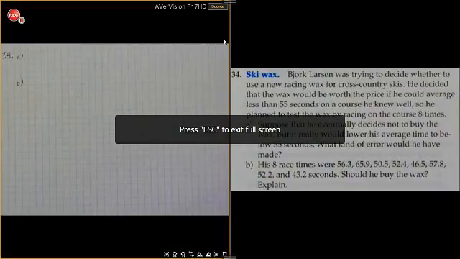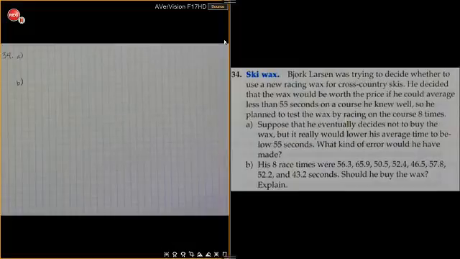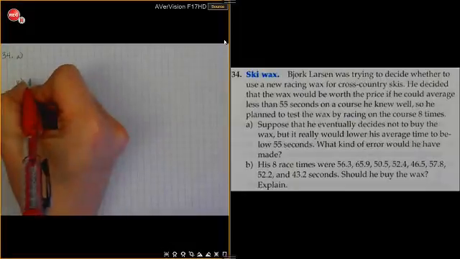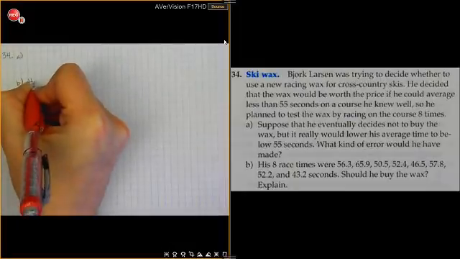All right, so the first question is about the type 1 or type 2 error. Suppose that he eventually decides not to buy the wax, but it would really lower his average time to below 55 seconds. What type of error would he have made? So the first thing that I'm going to do, in part B, is write the hypotheses. So our null hypothesis is that our mean is 55 seconds.